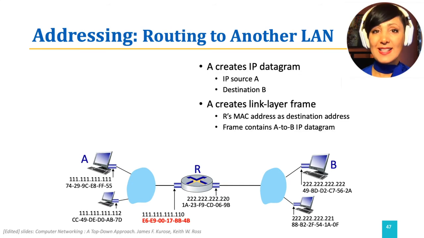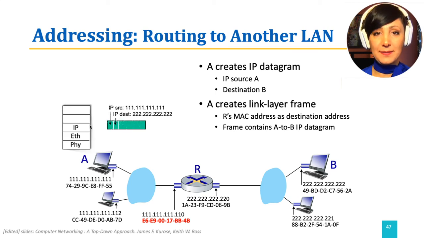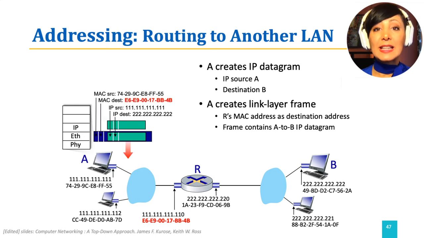The process starts with node A creating the IP datagram destined for node B. The source IP address is the IP address of node A, and the destination IP address in the datagram is set to B's IP address. The network layer passes the datagram to the link layer, and the link layer frame is made. The MAC address used for the source address of the frame is the MAC address of node A, and the destination MAC address is the MAC address of the router port, which is connected to the current subnet.